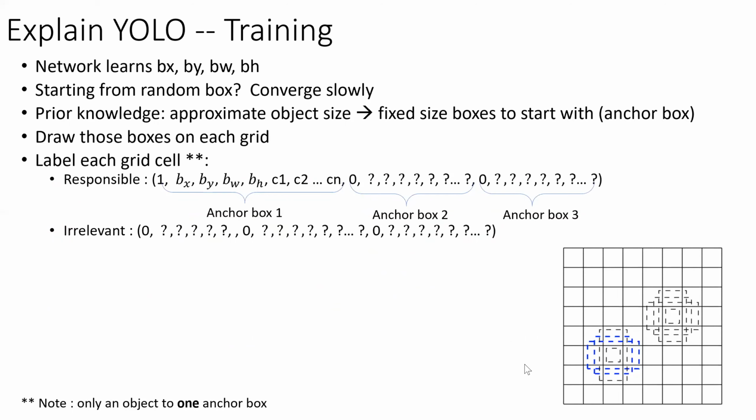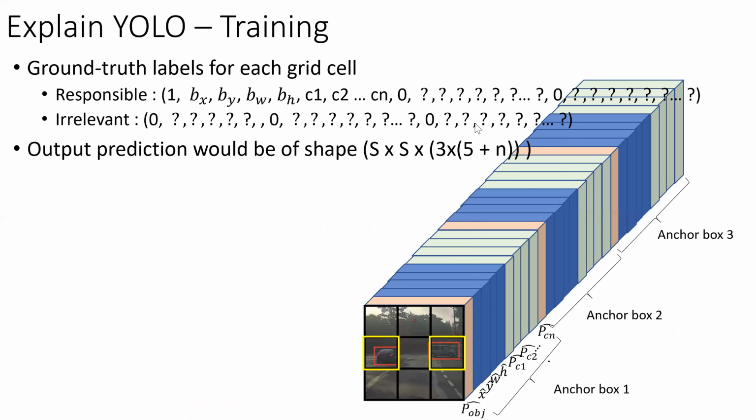And when I'm creating training labels, I'm not creating a label for each grid. I'm actually creating labels for each anchor box. So suppose I have 3 anchor boxes. Then my label for each grid cell becomes a much larger vector. Note that I only assign an object to 1 anchor box. So here only 1 anchor box gets an objectness score equal to 1, and the rest are all 0. So that's about the training labels.